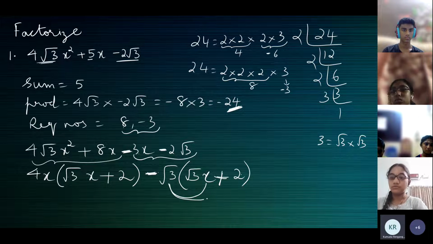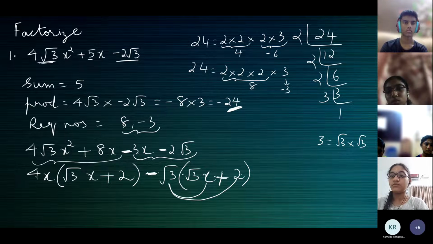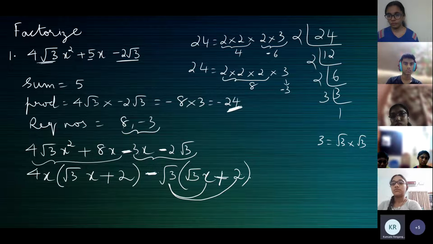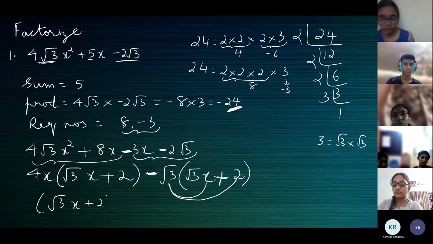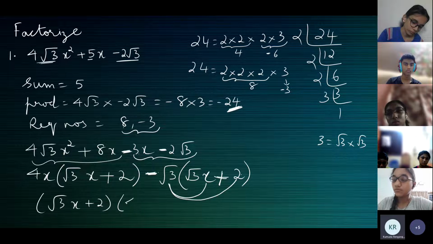See, when you multiply these two, 2 into root 3, 2 root 3, minus into plus is minus. Now in the two brackets, you have the same expression, root 3x plus 2. Write it out once, root 3x plus 2. You have the same expression on both the brackets, so that becomes common now. Then gather the terms outside, 4x minus root 3.